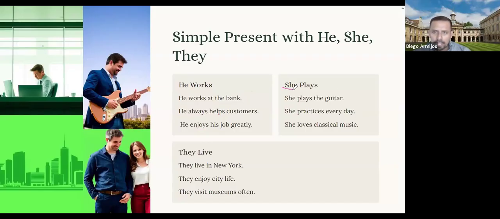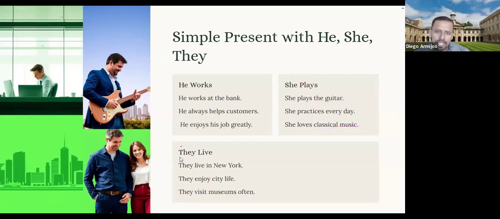Now we have she. She plays, we're going to put an S because we are conjugating the third singular person. ¿Cuál es la tercera persona singular? He, she, and it, okay? And then we need to put an S. Tenemos que ponerle una S al verbo. For example, she plays the guitar. She practices, you see the S? She practices every day. She loves classical music, all right?